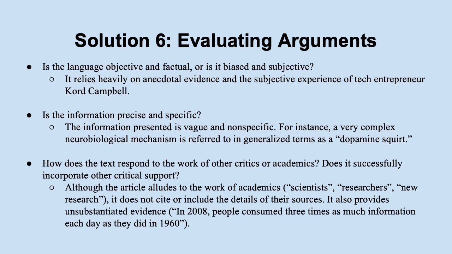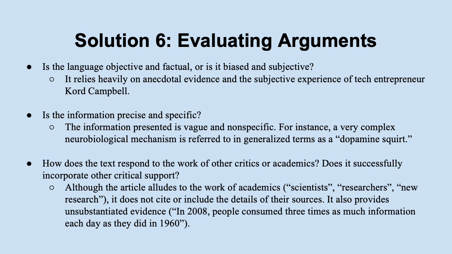So finally, I asked myself, how does the text respond to the work of other critics or academics? And does it successfully incorporate other critical support? So I answered, although the article alludes to the work of academics, it oftentimes refers to unspecified scientists, researchers, or new research. It does not cite or include the details of their sources. It also provides unsubstantiated evidence, such as, in 2008, people consumed 3 times as much information each day as they did in 1960.